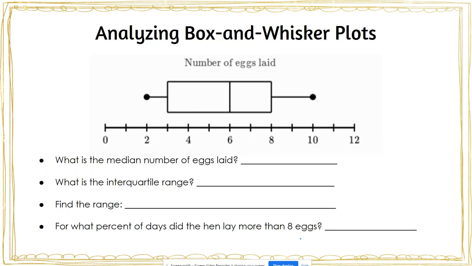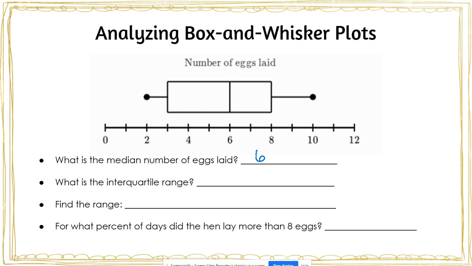Now, how do we analyze box and whisker plots? If you look at the box and whisker plot on your screen, it shows the number of eggs laid by a hen every day. So if I want to know the median number of eggs laid, then I'm going to look for the number that's in the middle of my box. So this line is in the middle of my box and it's at 6, so that represents my median. So the hen lays a median of 6 eggs.